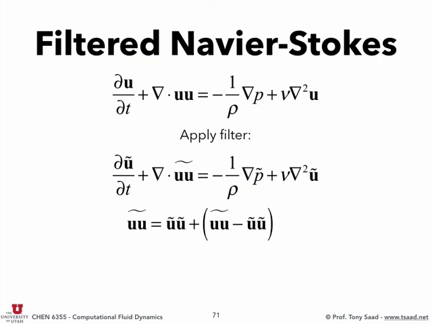We're going to say that uu tilde is equal to u tilde u tilde plus uu tilde minus u tilde u tilde, okay? So we did nothing here except add and subtract u tilde u tilde. Now, why did we do this? What is this quantity here? What does this quantity represent?